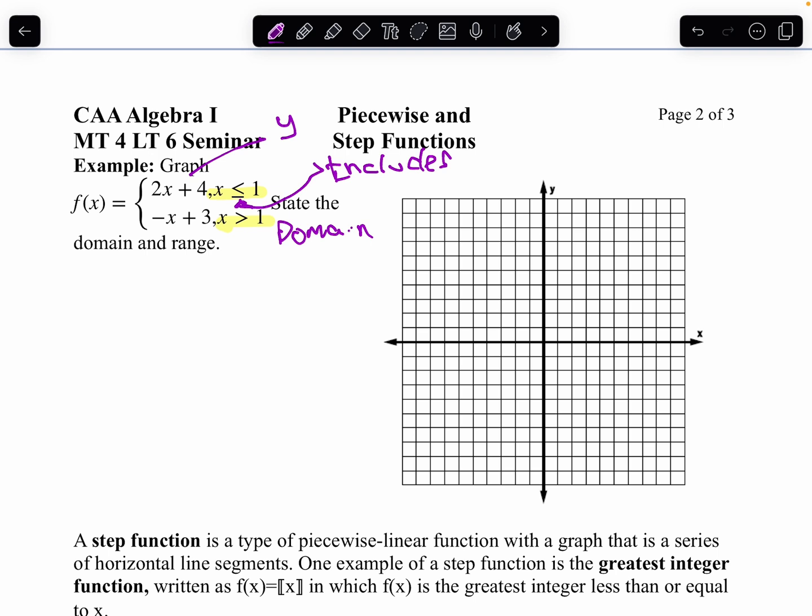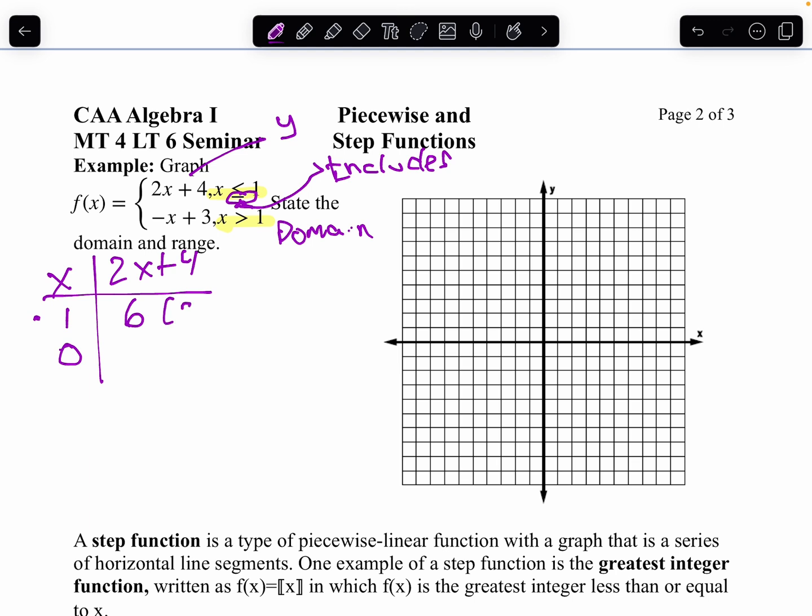Now let's forget about slope and y-intercept for now on these piecewise, and let's go back to the trusty table. So what I'm going to do here is first I'm going to make a table for my first line. X and 2x plus 4. I want to pick numbers that are 1 or less. So 0. And remember, I know it's a line, so I only need 2 points. And remember, we're including the 1 in our graph because of that less than or equal to. So 2 times 1 is 2, plus 4 is 6.